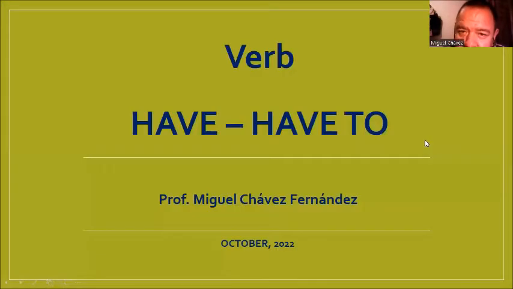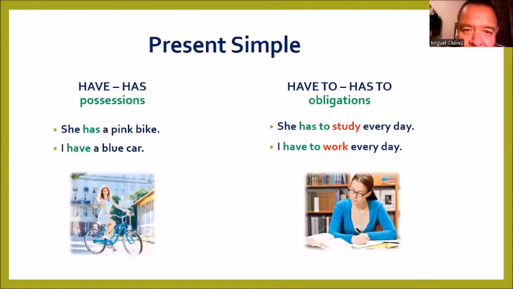We are going to start. Today we are going to check the verb have and have to. We are going to see the difference between these two structures about the verb have. We are going to say that there is a difference between the use of have and have to. Have is used commonly to talk about possessions, and have to is used to talk about obligations.